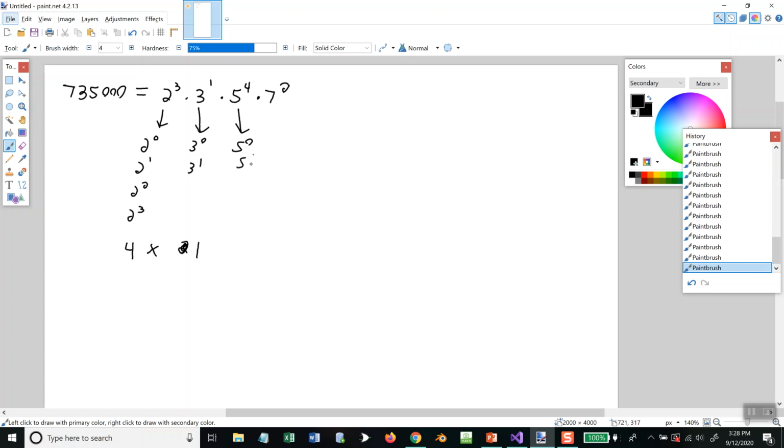This would be 5 to the 0, 5 to the first, 5 squared, 5 to the third, 5 to the fourth. So there's 5 of them. And this would be 7 to the 0 and 7 to the first and 7 squared, so it'd be 3. Okay, so 120. Now let's go write a program for this. And we'll see what we get.